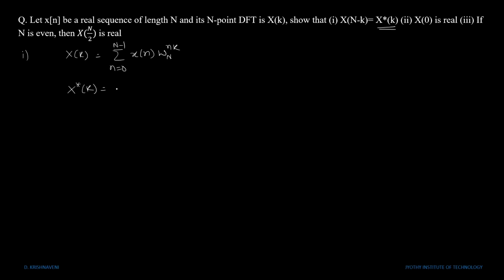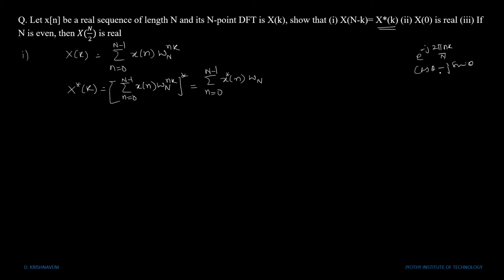So conjugate of X of k is equal to summation 0 to N minus 1 x of n W_N to the power of nk whole conjugate, and if I bring conjugate inside, we'll get summation 0 to N minus 1 conjugate of x of n into W_N to the power of nk, which is e to the power of minus j 2 pi nk by N, that is cos theta minus j sin theta. Its conjugate will be e to the power of plus j 2 pi nk by N. So here it will be represented as W_N to the power of minus nk.